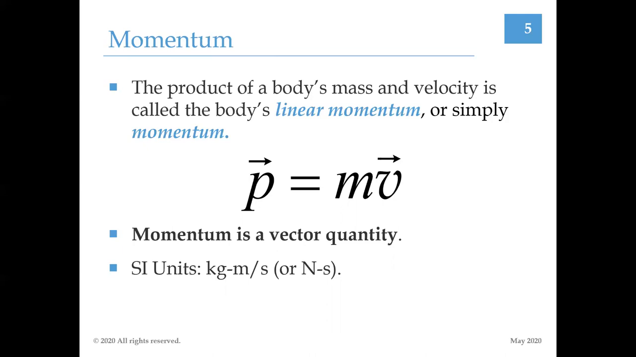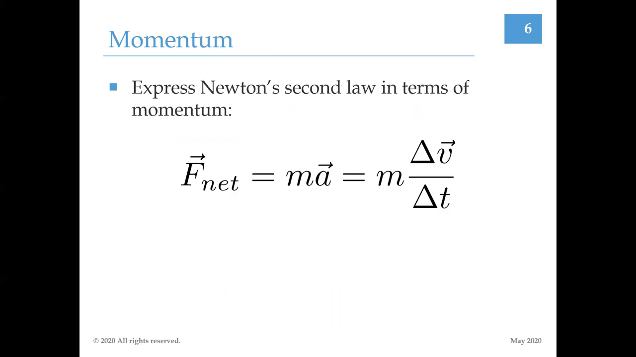Similarly, if we have a very massive object that isn't moving, it's stationary, we have to impart quite a large force to even get it to move a little bit, because it has so much inertia and just requires so much force to get it moving. So, continuing down this track, we want to express Newton's second law in terms of momentum.